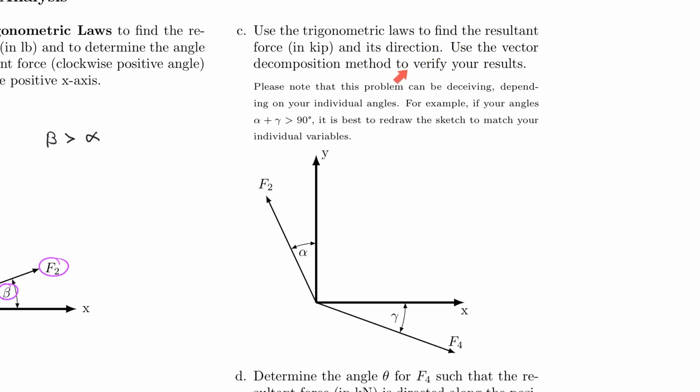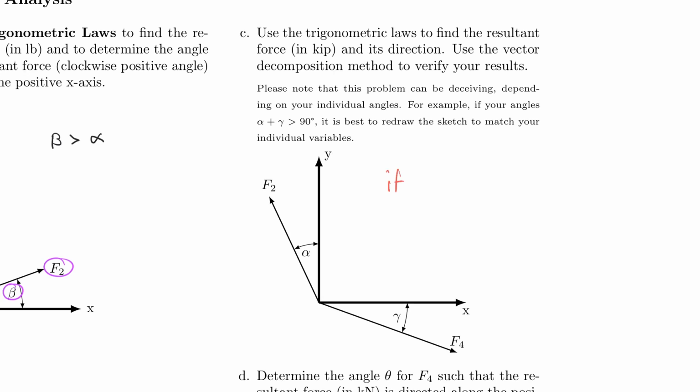It's really not correct. And you have to be careful here because, first of all, if your alpha plus your gamma is larger than 90 degrees, the sketch is not true anymore. So if alpha plus gamma is larger than 90, then you need to redraw. I mean, you should always redraw, but in this case, you definitely need to.